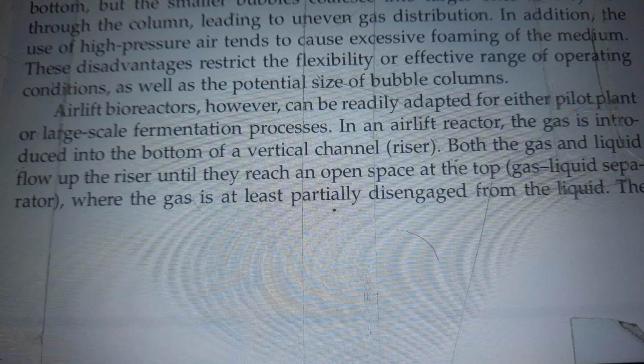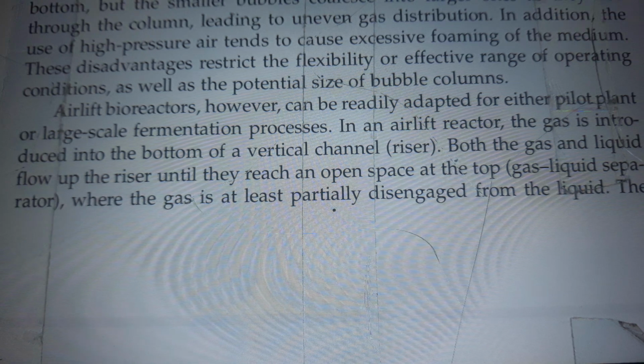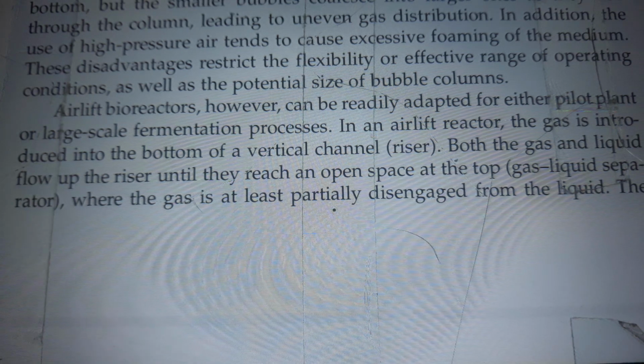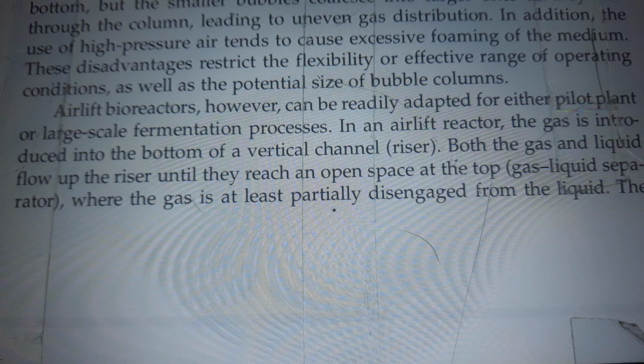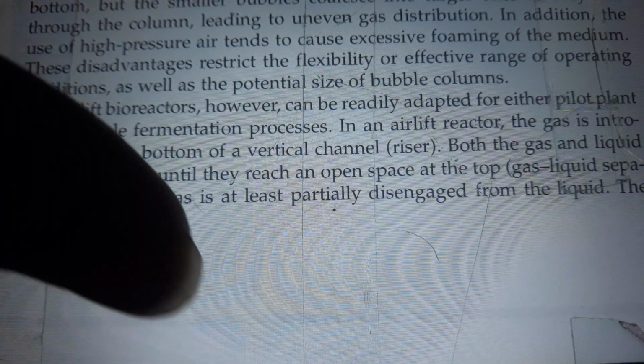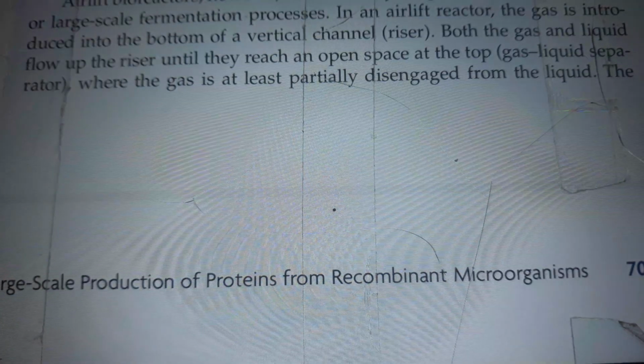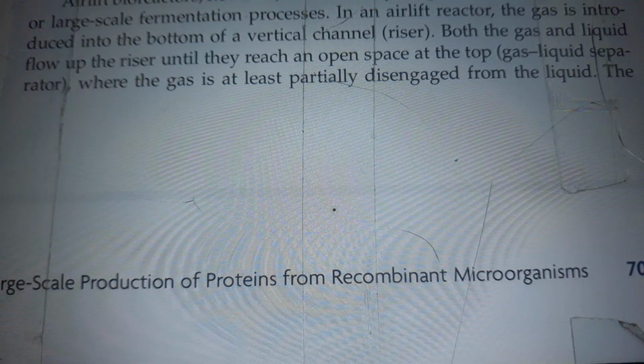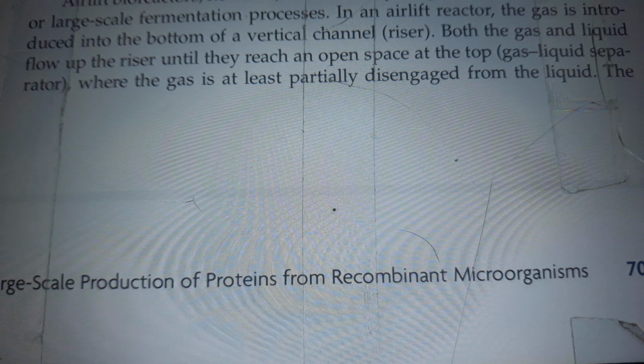In bubble columns, the air is introduced under high pressure near the bottom, but the smaller bubbles coalesce into larger ones as they rise through the column, leading to an uneven gas distribution. In addition, the use of high-pressure air tends to cause excessive foaming of the medium. These disadvantages restrict the flexibility, or effective range of operating conditions, as well as the potential size of bubble columns. Airlift bioreactors, however, can be readily adapted for either pilot plant or large-scale fermentation processes.